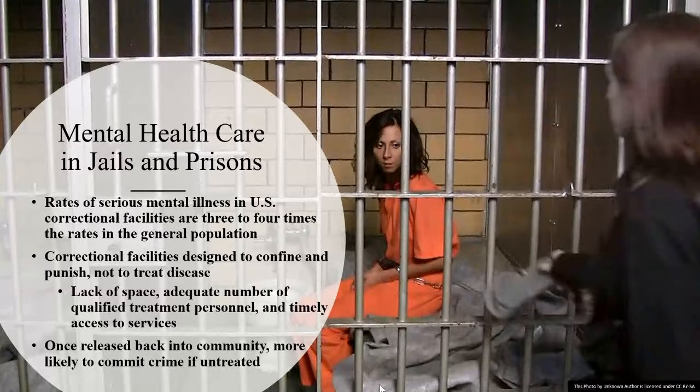We look at mental health care in jails and prisons. So there are a lot of prisoners who are experiencing serious mental illnesses, and they also experience them at much higher rates than the general population. And the truth is, when we look at the purpose of correctional facilities, prisons, and jails, it's really to confine and punish, not so much to provide treatment. So there's lack of space, there's lack of treatment personnel, and access to services in jails and prisons. The problem with that is that once these people are released, they are no better than when they came into jail and are more likely to recommit crimes.